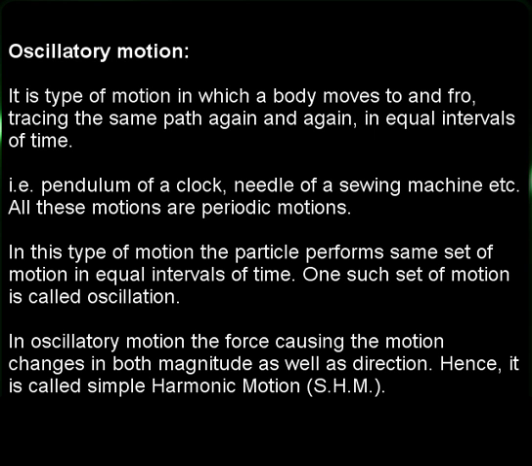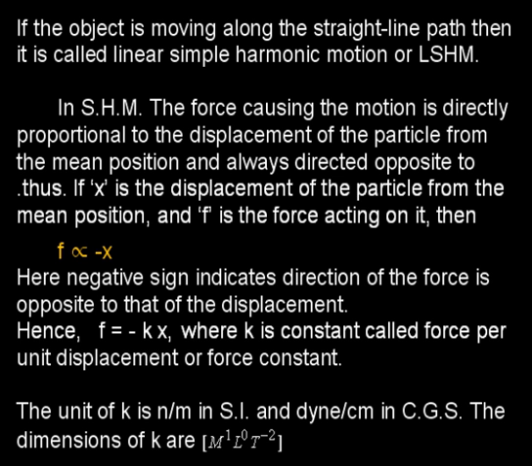In oscillatory motion, the force causing the motion changes in both magnitude as well as direction. Hence, it is called simple harmonic motion or SHM. If the object is moving along a straight line path, it is called linear simple harmonic motion or LSHM.